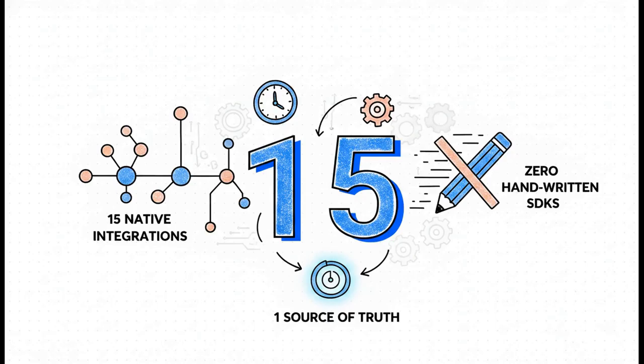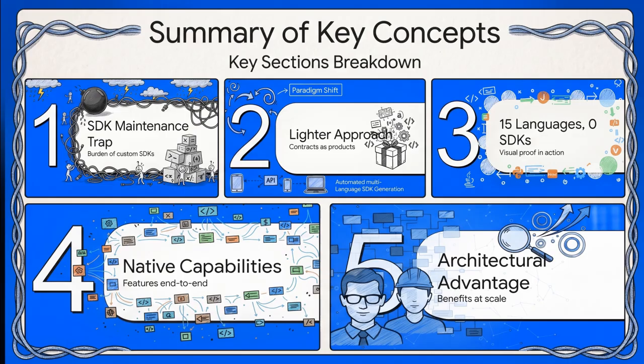Okay, let's look at our agenda for today. We'll start with the SDK maintenance trap, then move into a much lighter approach. After that, we'll unpack how you get 15 languages with zero manual SDKs, look at native capabilities end-to-end, and finally wrap up with the architectural advantages at scale.